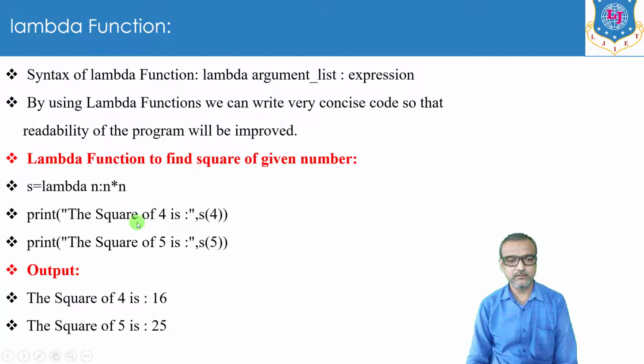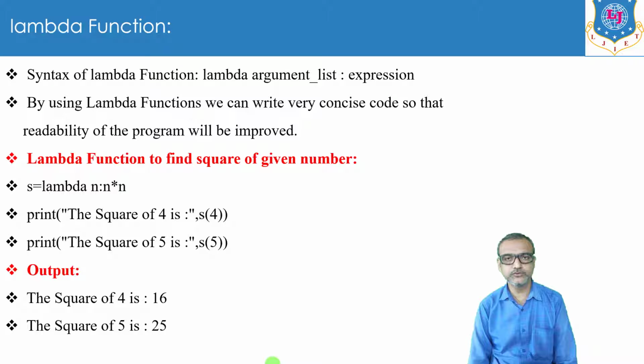Now print the square of 4 is s of 4. Here we are passing the argument 4, so s of 4 will give us the value 4 square, that is 16. Print the square of 5 is s of 5. It will give us 5 square, that is 25. So the output is: the square of 4 is 16, the square of 5 is 25.